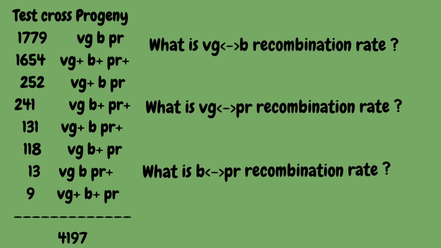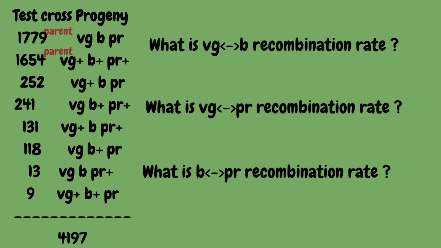Let's try a few problems. We are given our test cross progeny. So, what is the recombination rate of VGB? To start off, we need to identify the parents. In this case, VGB-PR and VG+B+PR+ have the highest values, therefore are the parents.